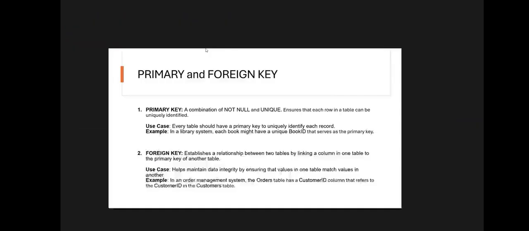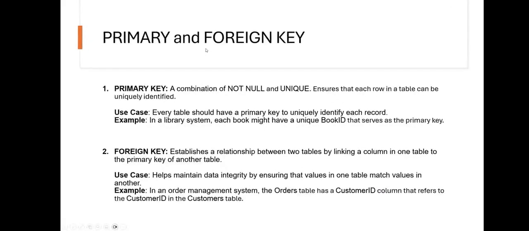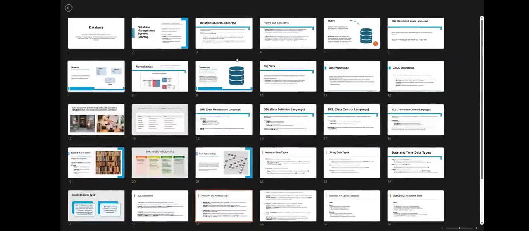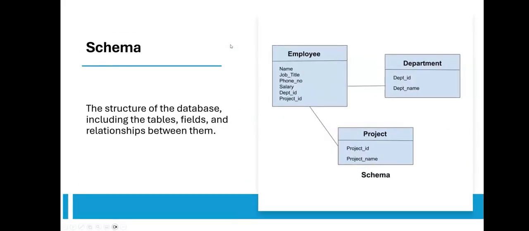Going back here, a foreign key establishes a relationship between two tables by linking a column in one table to the primary key of another table. Did you understand the example of what is a foreign key? Yeah, just one question. So, a foreign key can be a primary key in both tables, like department ID and project ID. Both are the primary key and foreign key as well.